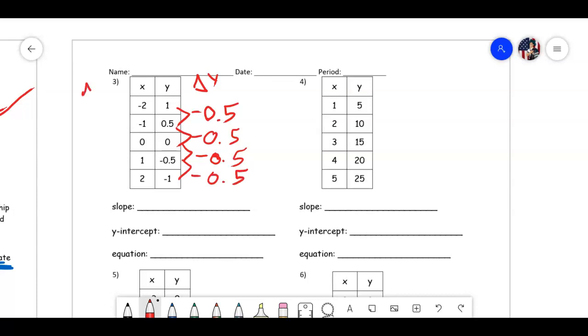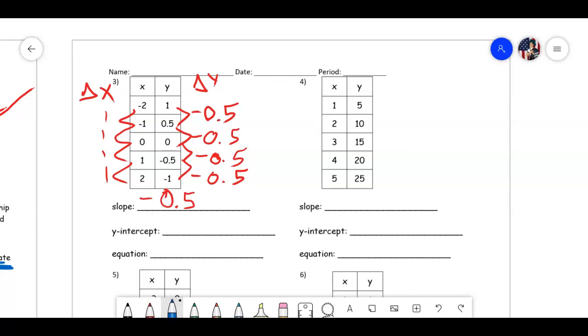Great, now what about the change in x? What's happening? No, it's going up 1. Negatives going down means it's going up. So adding 1 each time. What is my slope? Negative 0.5 over 1, which is just negative 0.5.